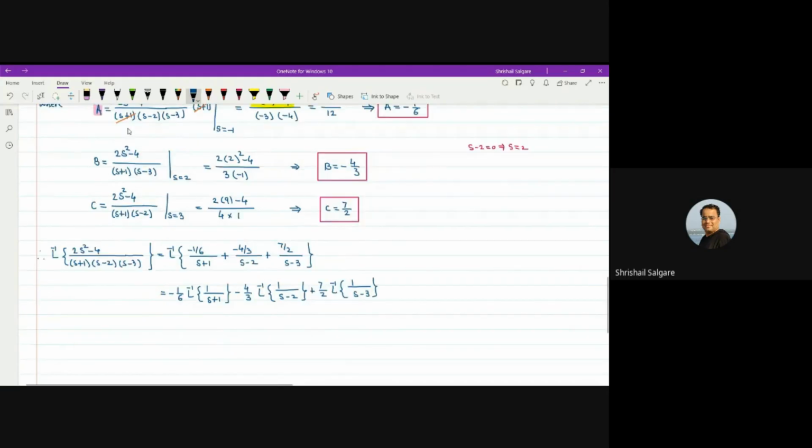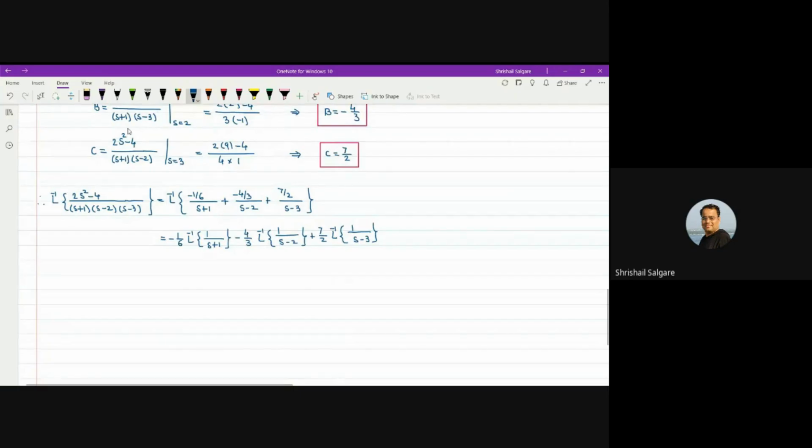Okay. Now further if you simplify, this is minus 1 upon 6. Tell me, L inverse of 1 upon s plus 1? e raised to minus 1t, that can be written as minus t. Very good. Minus 4 by 3 into e raised to 2t, plus 7 by 2 into e raised to 3t. Okay, so that is your required answer.